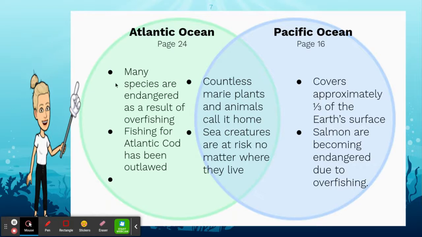Let's look over here at the Atlantic Ocean. Many species are endangered as a result of overfishing. Fishing for Atlantic cod has been outlawed. Pacific Ocean covers approximately 1/3 of the Earth's surface. Salmon are becoming endangered due to overfishing.